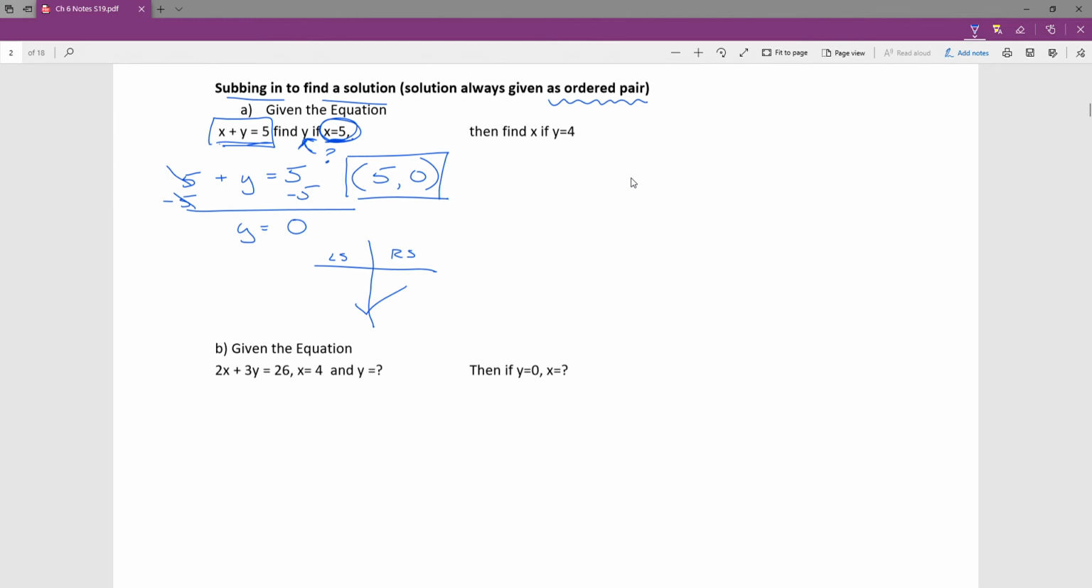Okay, so another one, same thing. So we're dealing with the same linear equation, and it's like a fill in the blank type thing. So this time we want to know what x is, that's our question mark, when we know that y equals 5. So we go back to that original equation.